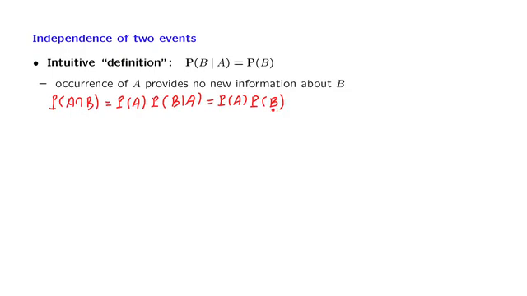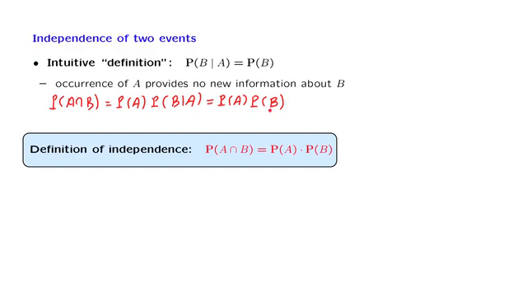It turns out that this relation is a cleaner way of defining formally the notion of independence. So we will say that two events A and B are independent if this relation holds. Why do we use this definition rather than the original one? This formal definition has several advantages. First, it is consistent with the earlier definition.